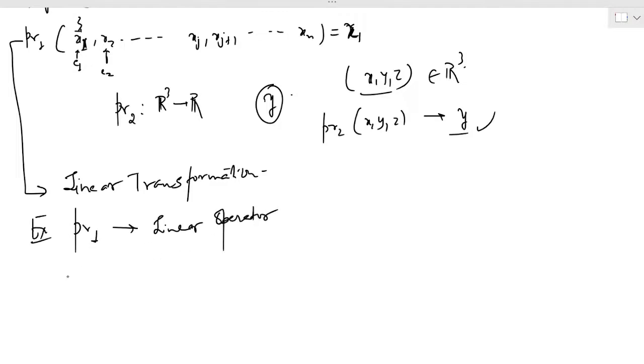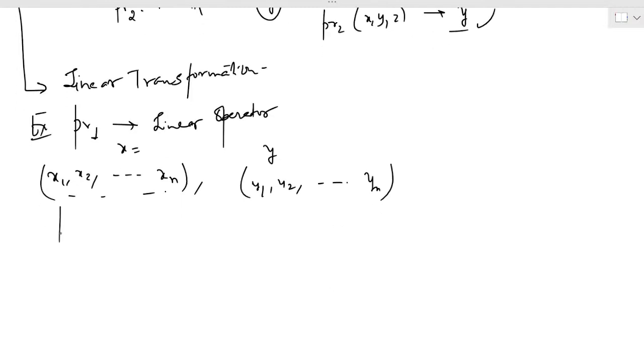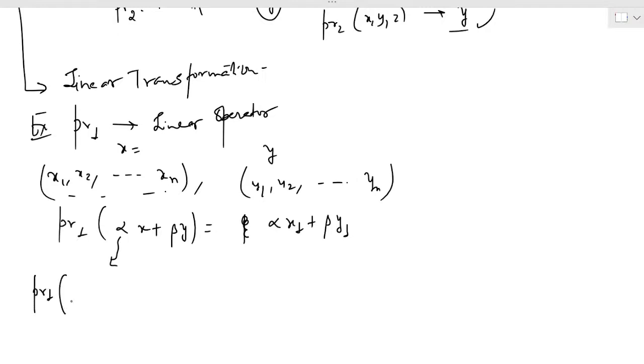How to do so? Let us take two n-tuples. One is x, which is x1, x2, up to xn, and let us take another, y, which is simply y1, y2, up to yn. I'm going to do PR1 of alpha x plus beta y. It will result in alpha x1 plus beta y1. Do you understand what it means? It means that I'm trying to find the projection along the first coordinate.